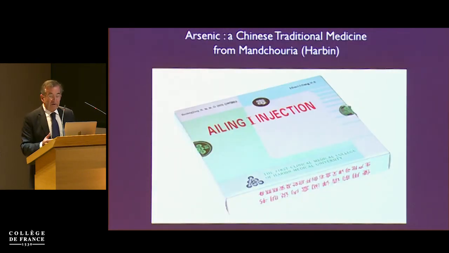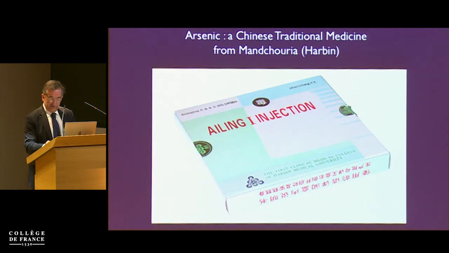And conversely, there is Harbin in Manchuria, the north of China, very cold. I have been there, it's -40. But in Harbin, they found arsenic as a good drug for the same disease, acute promyelocytic leukemia. And for a long time, it was accepted as a good drug for leukemia.